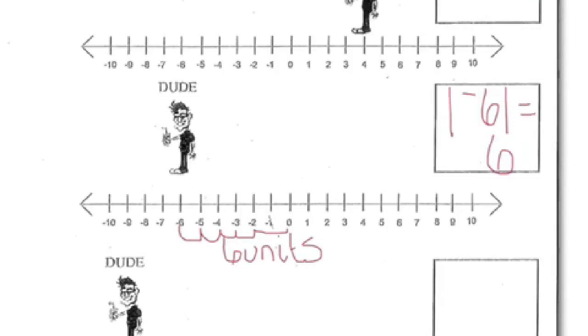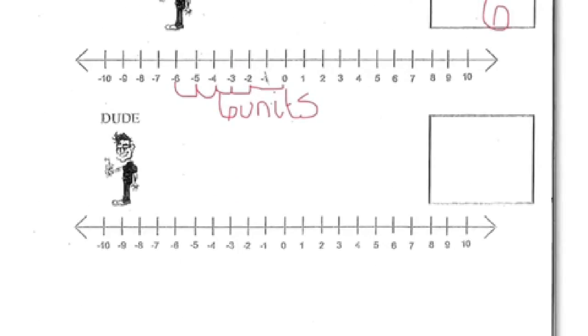Let's look at our last dude here. Our last dude is way over here. The absolute value of -9, same as before, that's going to equal +9. Okay, very easy. All right, let's go ahead and add a page to this. I'm going to do a couple more things with you just to help you out.